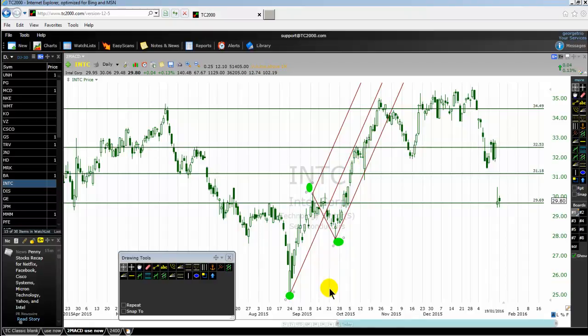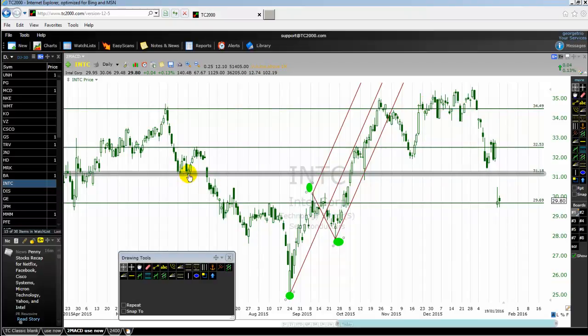The next step, so first step, we draw the Pitchfork tool. Second step, we draw key support and resistance lines on our charts. When we are talking about key support and resistance levels, these are levels where the price did change direction. So you see here, it went up and it changed direction here. So that's why I draw this line here.